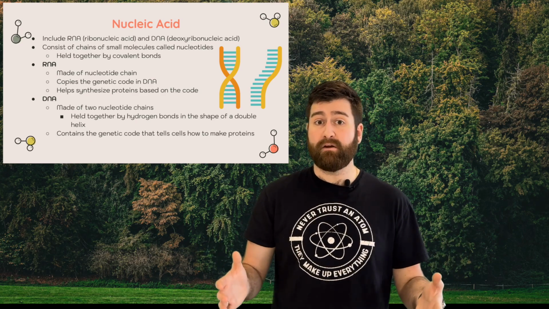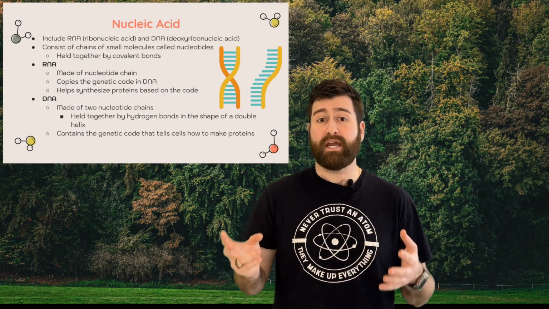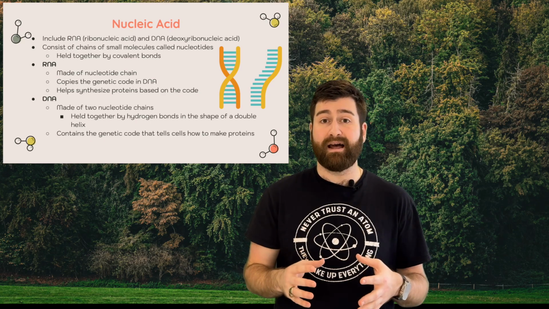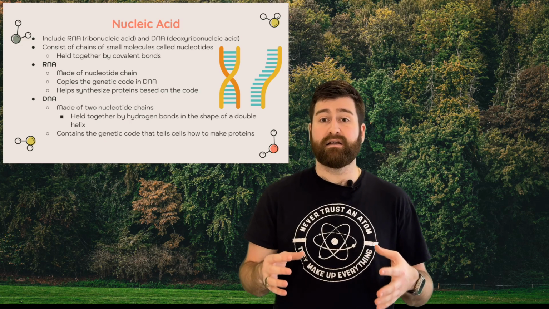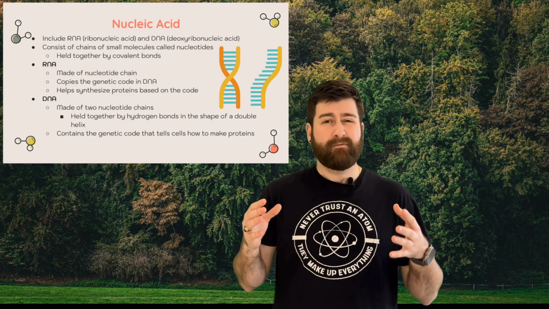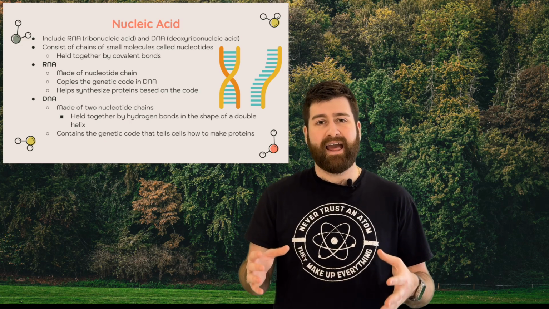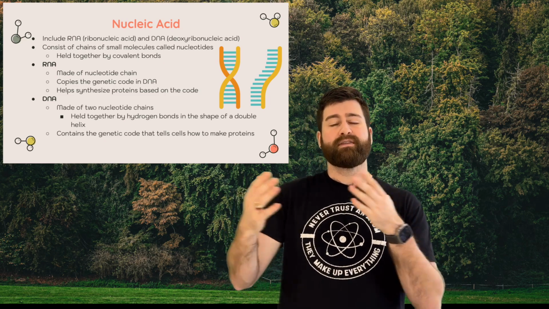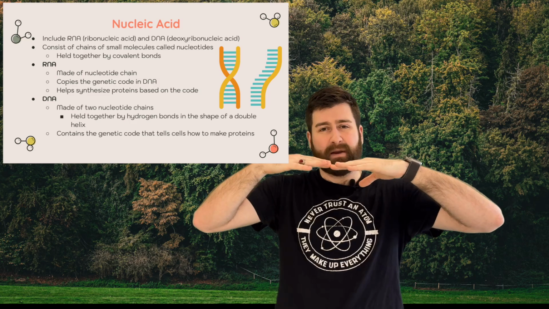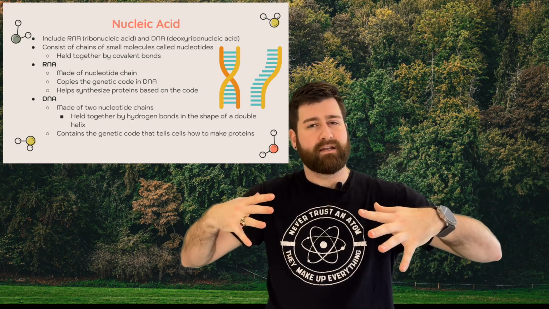Then there's DNA, which is made up of two nucleotide chains held together by hydrogen bonds in the shape of a double helix. And it contains the genetic code that tells cells how to make proteins. If you've ever seen a spiral staircase, that is similar to what a double helix looks like, but it'd be only half. There'd be two spiral staircases together that would form that shape.